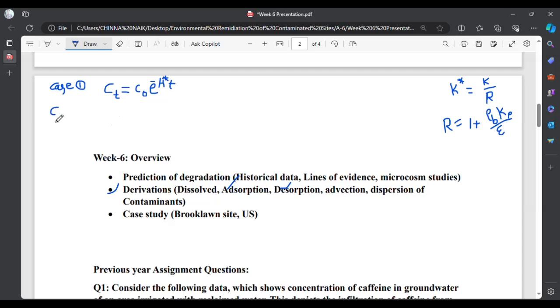Now moving to the second case. In the second case we consider microbial activity, adsorption, desorption, and advection as well. The concentration at any particular time t, the total concentration you can say, is the initial concentration times e power minus k star tau.